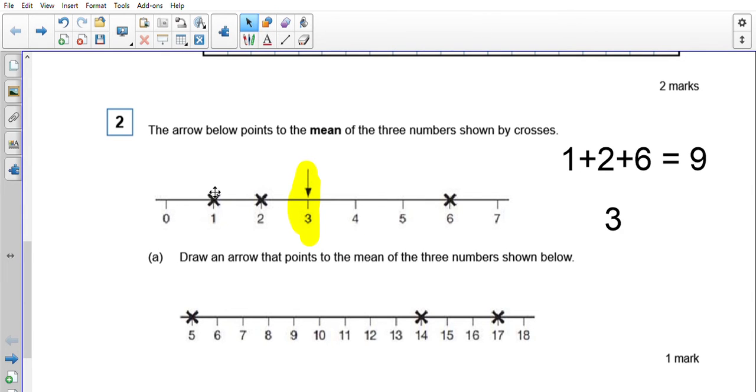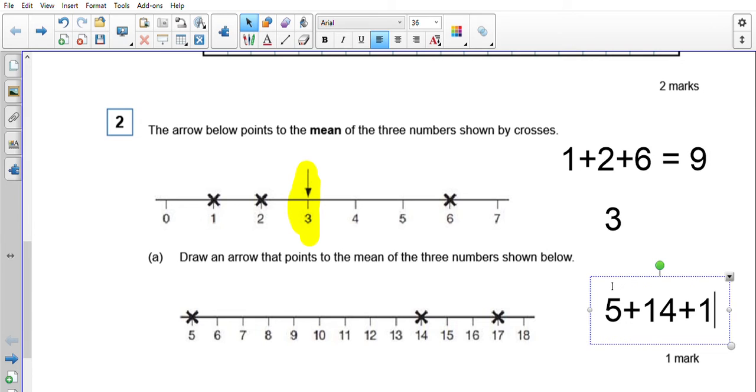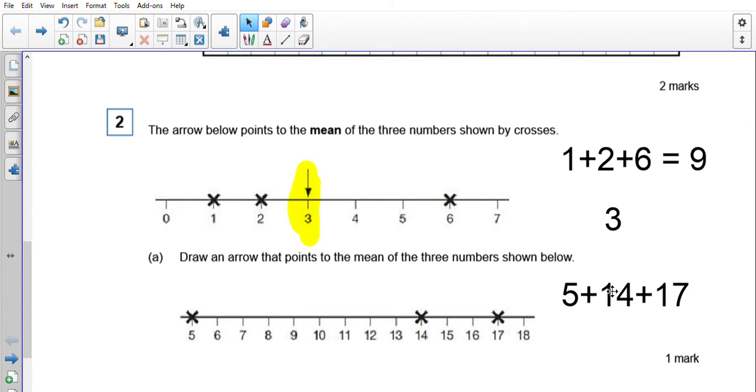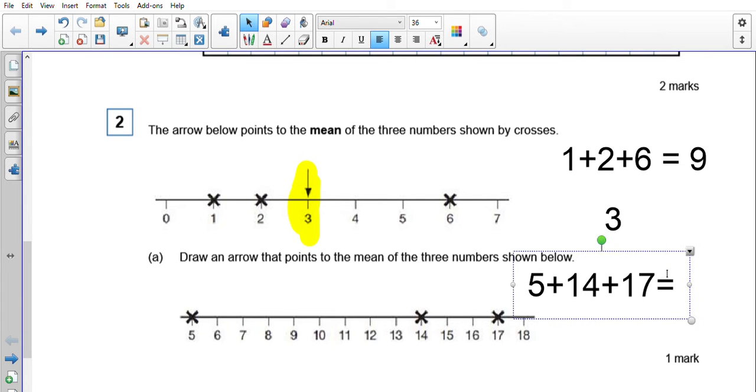Part a says to draw an arrow that points to the mean of the 3 numbers below. So what I need to do is 5 plus 14 plus 17, which is going to give me an answer of 36. So now I have my 5 plus 14 plus 17, that gives me my total of 36.